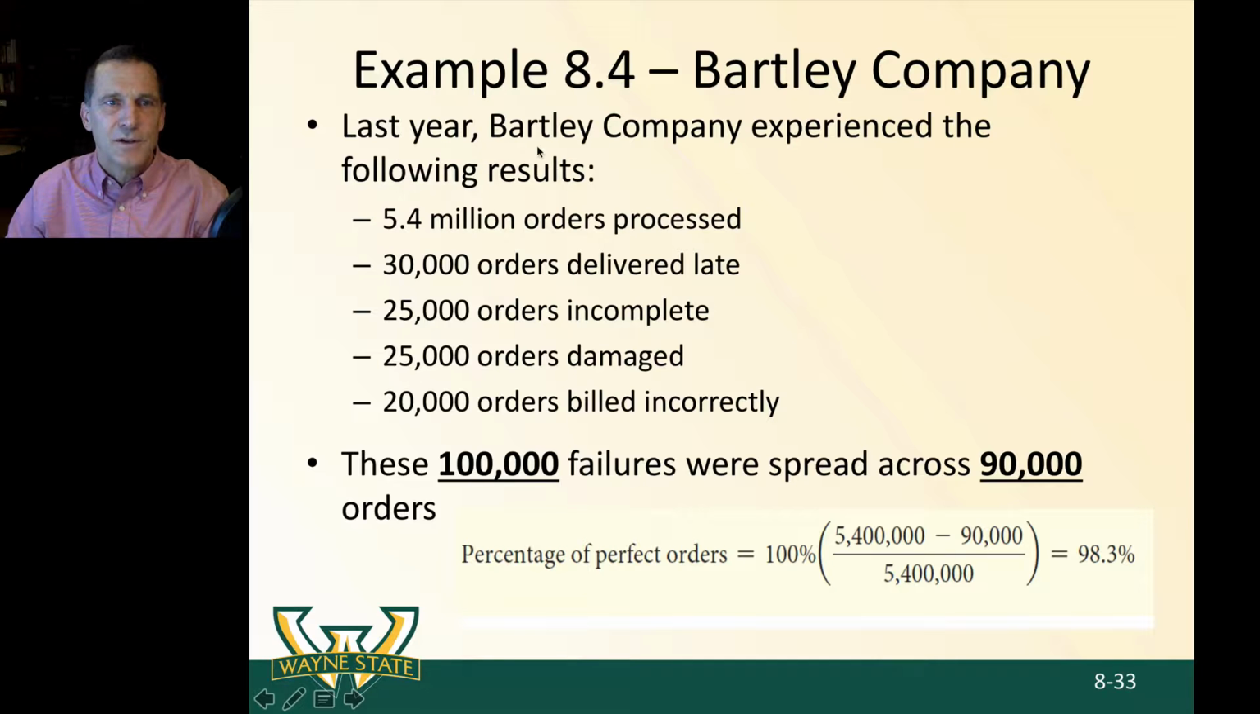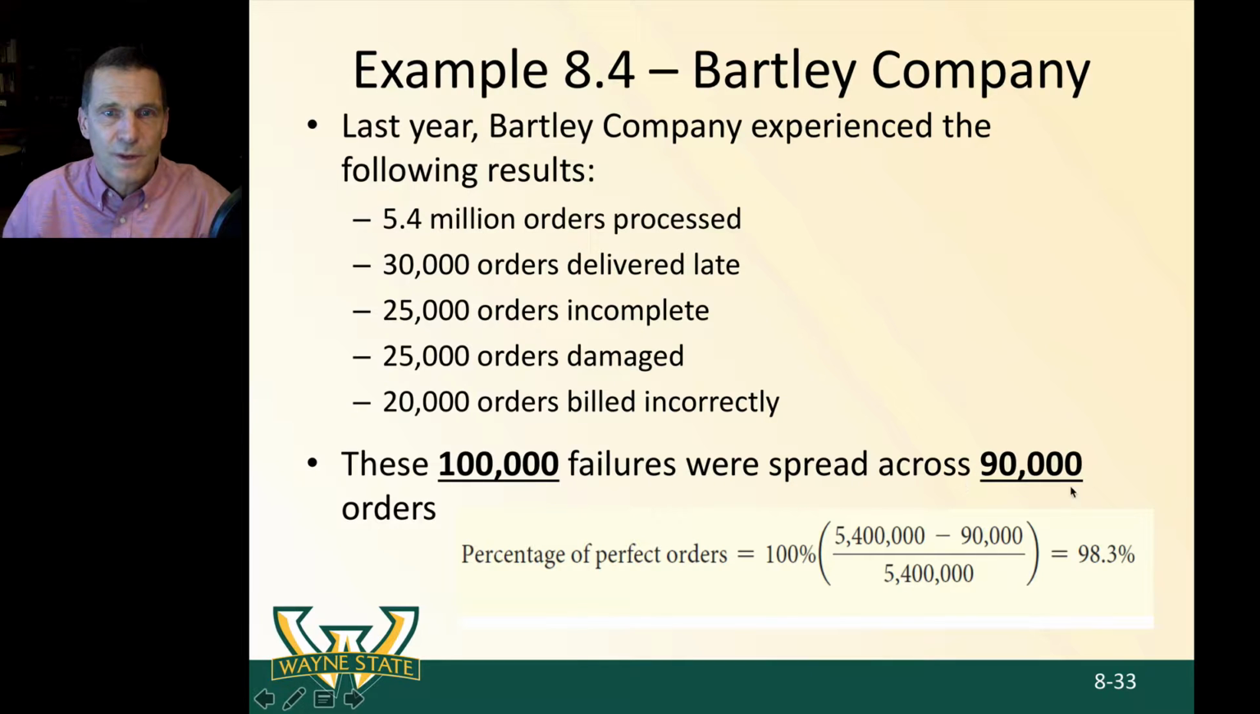So here's an example. Last year, Bartley Company experienced the following results: 5.4 million orders processed, 30,000 orders delivered late, 25,000 orders incomplete, 25,000 orders damaged, 20,000 orders billed incorrectly. So we had 4 different failure modes. We got the data on those. There were 100,000 failures. 30 plus 25 plus 25 plus 20 is 100,000 failures. And the key point that I want to stress here is that those were only spread across 90,000 orders.